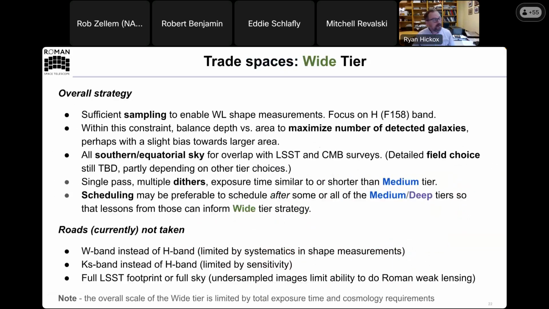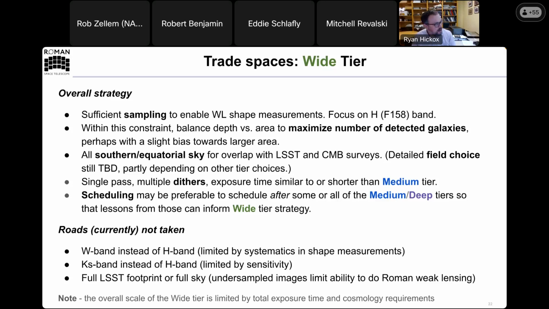And then the trade spaces that go into the wide tier, again, this was something that was advocated for in a number of white papers. So there's been a lot of careful thought into this. And I can spell out where we're at and also the roads that we have currently not taken. So the overall strategy is there are some basic principles that we laid out here.